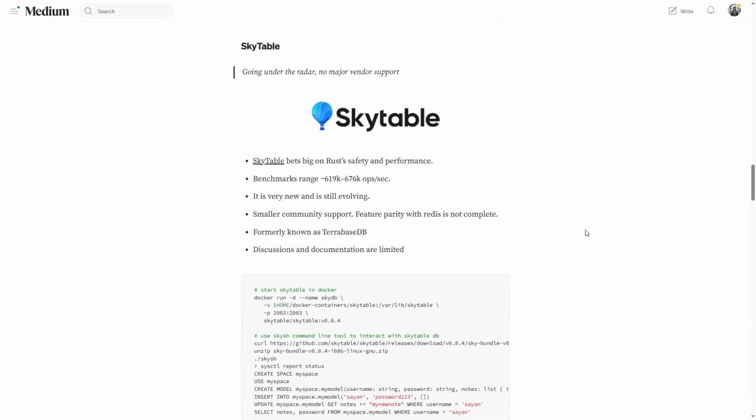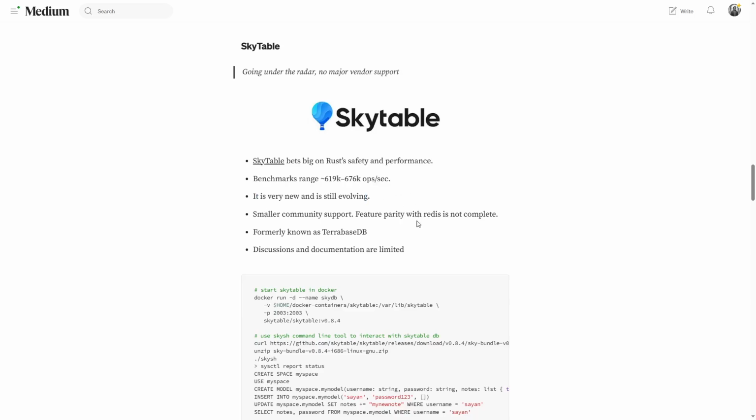There is a project called SkyTable, which is not that well known, and the reason is that there is no major vendor supporting this. But if your engineering team has the bandwidth to look at the code and maintain it, this is a good solution as an in-memory key value store. It is written in Rust. It gives more than half a million ops per second in read and write.